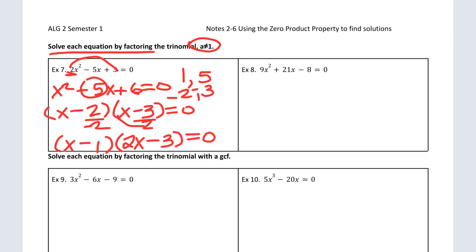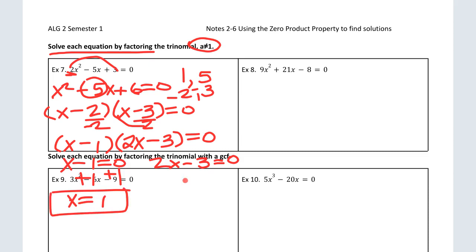Then set each factor equal to 0. Solve for x. Add 1 to both sides of the equation, x is 1. Add 3 to both sides of the equation and divide by 2. Therefore, the answers for x are 1 and 3/2, or 1.5.